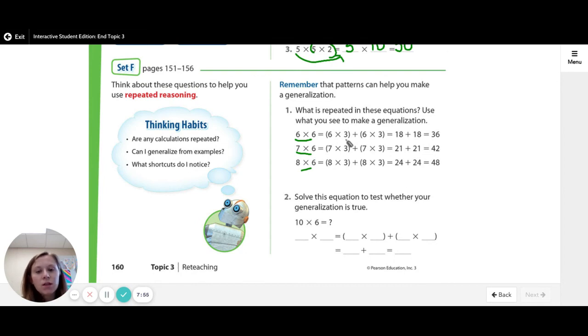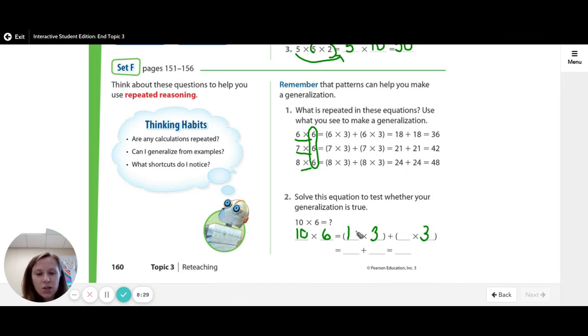So for this one, we can just talk about this one. We know that for 6 facts, you just double the 3's facts. So for all of these multiply by 6, they just multiplied it by 3 twice. Solve this equation to test whether your generalization is true. So we would do 10 times 6. So let's just write it again down here. 10 times 6 equals, so we're going to test that it's a repeated 3's facts. So I know I'm going to multiply by 3 for each of these.